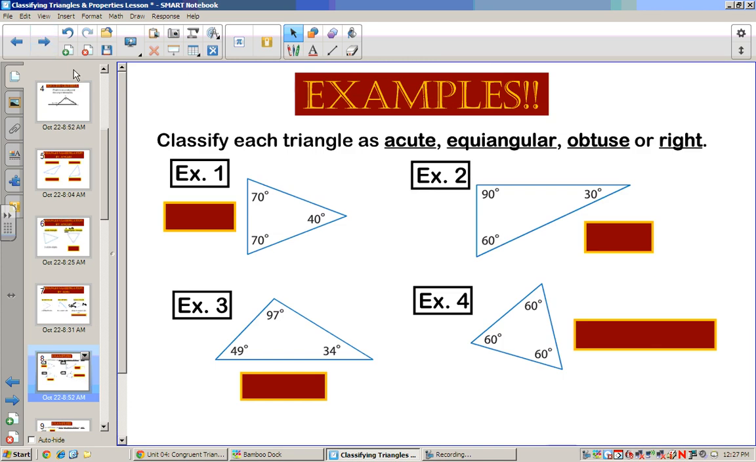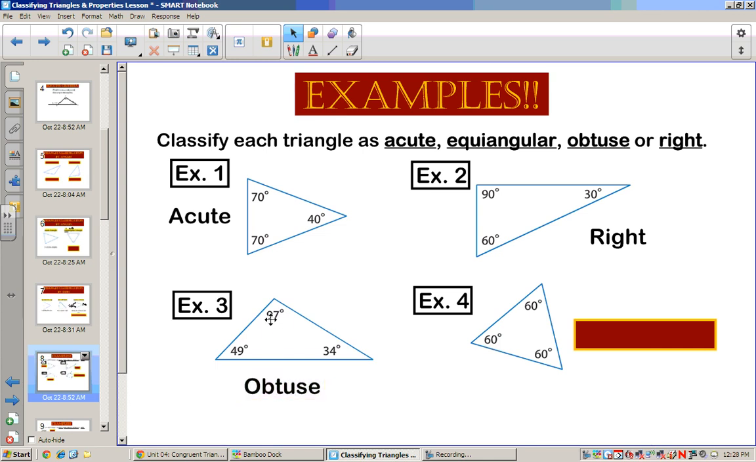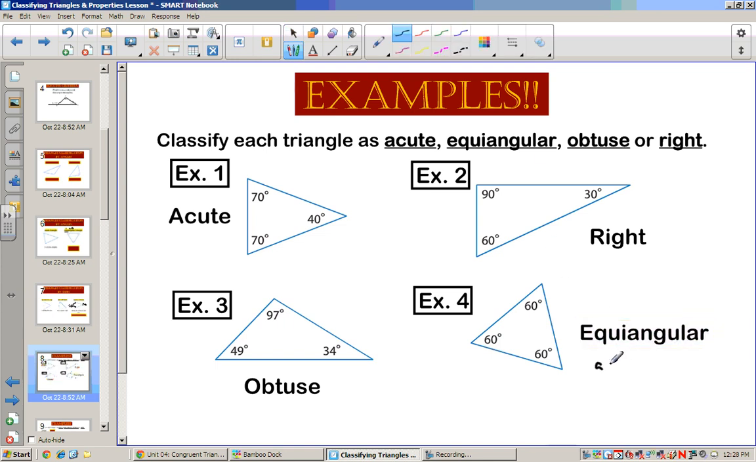Now here are some examples. So we want to name these four triangles. So take a second, pause the video, and name them. And once you think you have the names, start it back up. Hopefully you're done. This one is acute because they're all less than 90. This one is a right triangle because there's one 90-degree angle. This one is obtuse because it has one obtuse angle. And this triangle is equiangular, but if you put acute, that would be correct as well, because it fits into both categories.